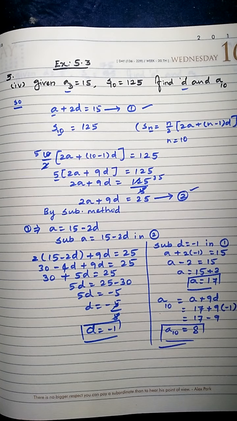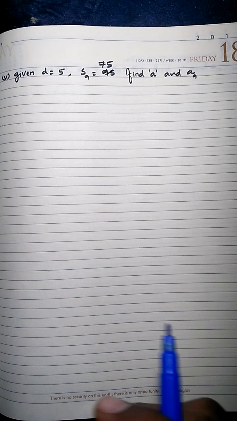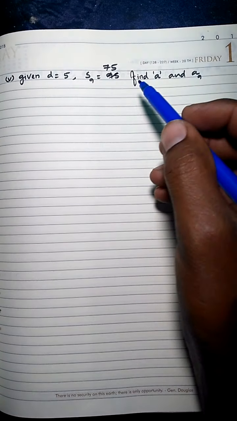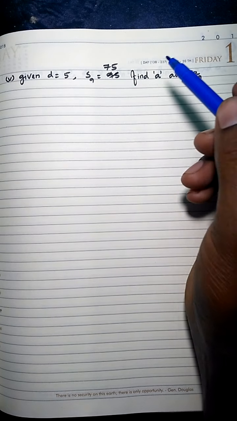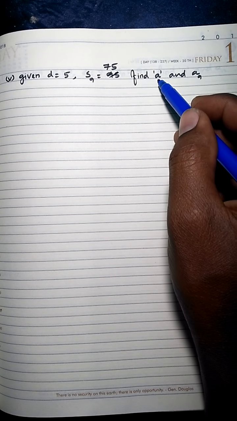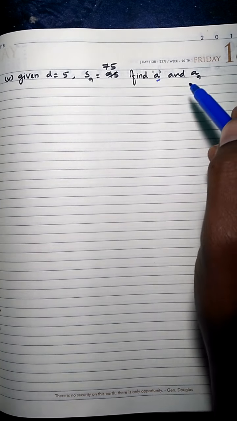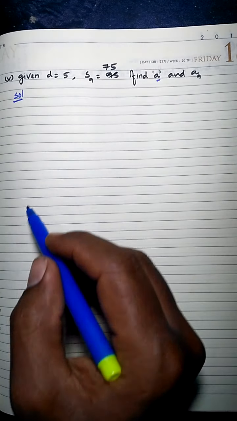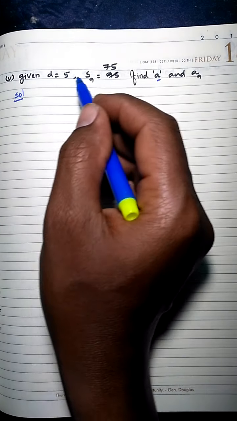Let's move to the fifth option. So here we have the question number, fifth option. d value is given, S9 is given. S9 means sum of 9 terms is given. We have to find out the a value and the 9th term. Okay, so let's take the given data here.